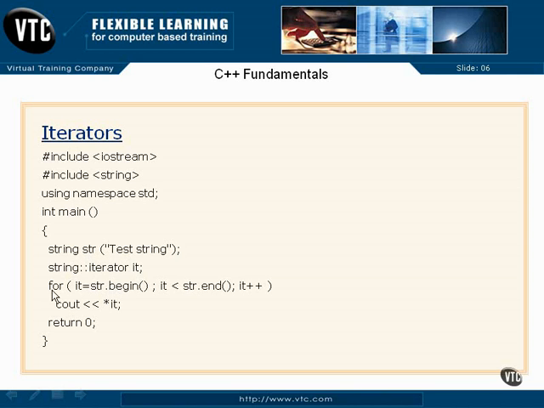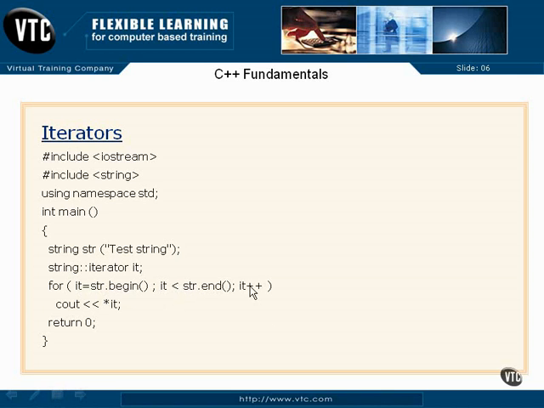So here we'll set up a for loop, and we'll say that it is equal to str.begin, and the begin method of the string class will return an iterator. So that returns an iterator into it, as long as it is less than str.end. So this method returns the iterator that's at the end of the string. So as long as our current value in this it iterator is less than the end, we're good to go. We can't run off the end of the string and get where we shouldn't be.